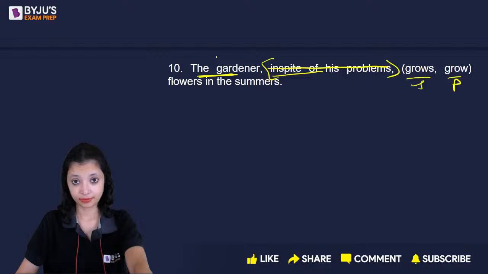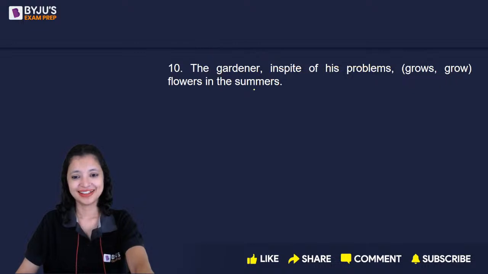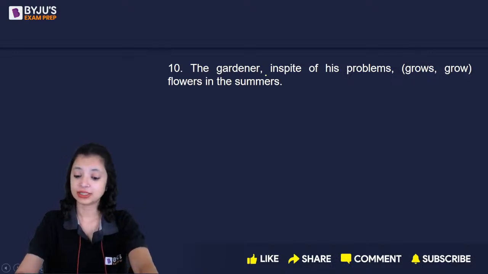The gardener, the main subject. Okay, since it is singular, our verb should be singular. The gardener grows flowers in summers. The gardener, in spite of his problems, grows flowers in the summers. Okay, understood? So the correct answer is grows, because gardener is the main subject.